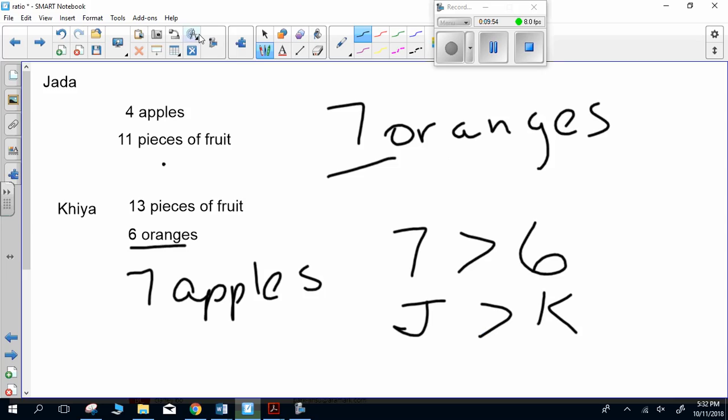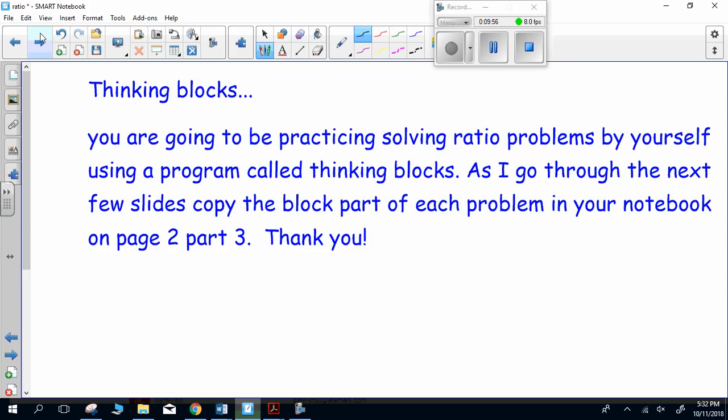All right, next one. You're now going to be practicing some ratio problems by yourself using a program called Thinking Blocks. It's a lot of fun. As I go through the next few slides, you need to copy the block part of each problem in your notebook on page 2, part 3. All right, so I'm going to stop this and then we'll start that next part.